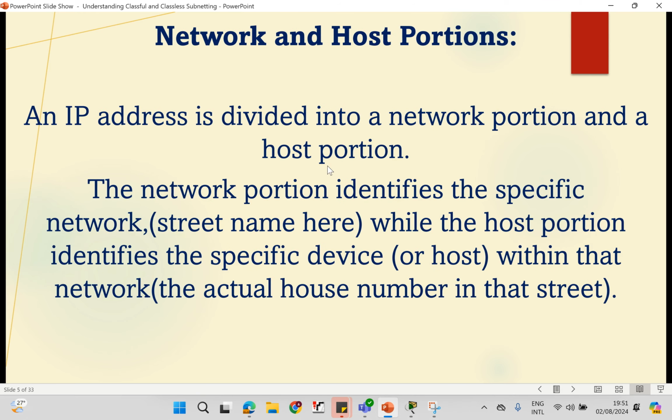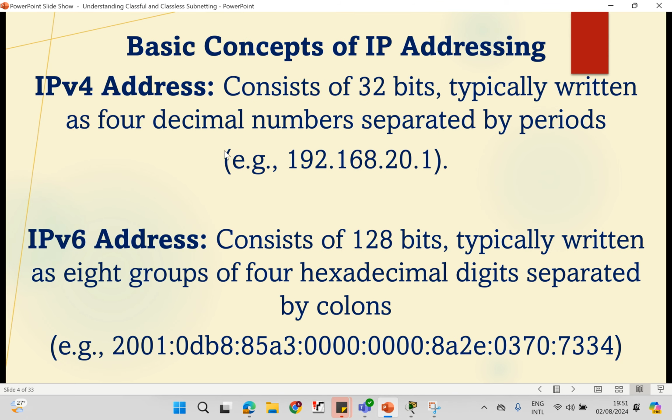In other words, this first 192 is actually 8 bits. 168 is another 8 bits. 20 is also 8 bits. 1 is also 8 bits. When we add all of these 8 bits together, that's 4 places, that's what makes the 32 bits. Do we understand this?